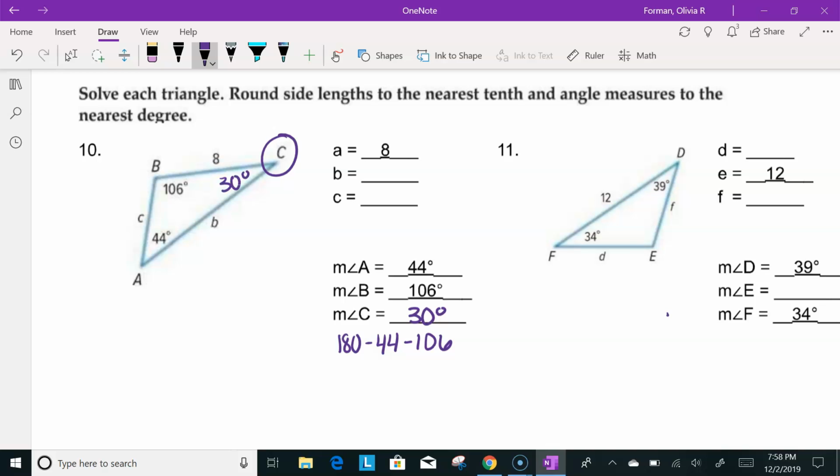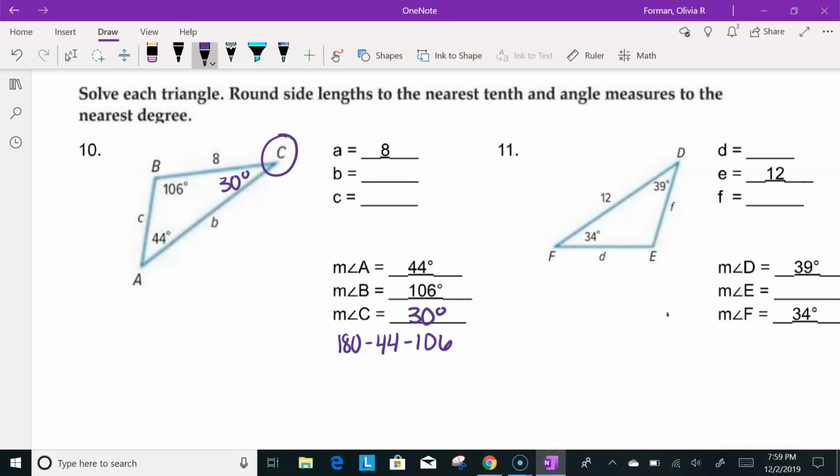Okay, so there's our pretty simple one. We can use the law of sines. I said you could use trig functions, but that would be reserved for right triangles. So use the law of sines to find B and C.